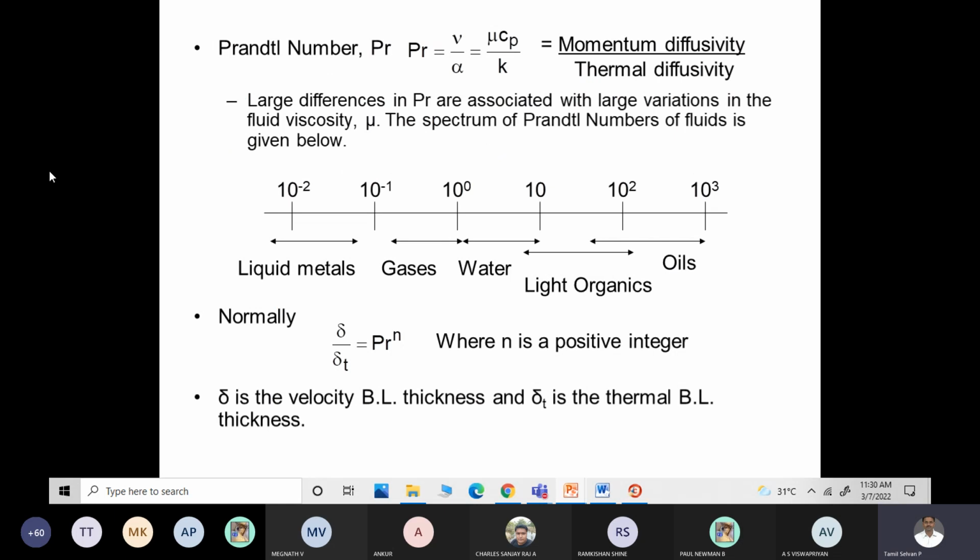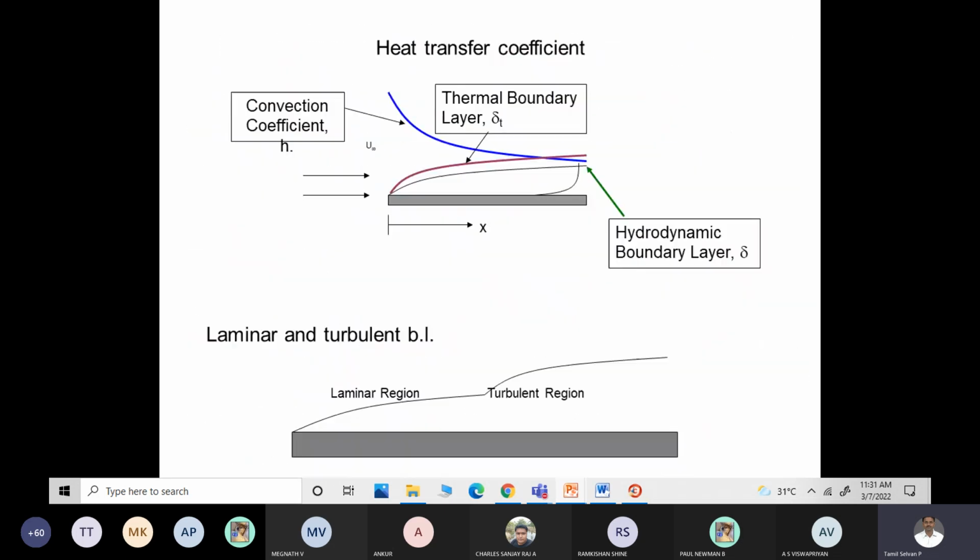What is the significance of the Prandtl number, and how does it vary for liquid metals, gases, water, liquid organics and oils? This is very important. I will discuss this in the next class. That's why theory is very important, though of course we will solve problems. The velocity boundary layer thickness and thermal boundary layer thickness depend upon the Prandtl number: del by del t is equal to Prandtl number power n, where n is a positive integer. It varies for liquid metals and for oils. We will discuss that in the next class.